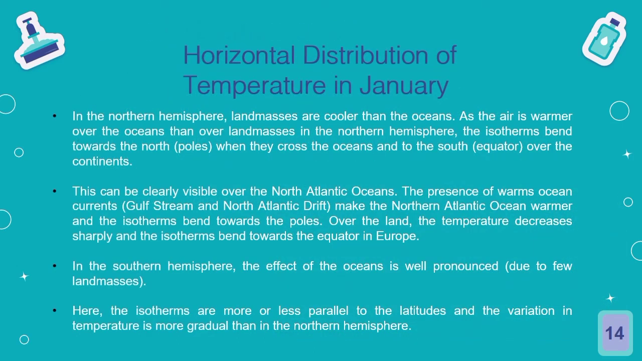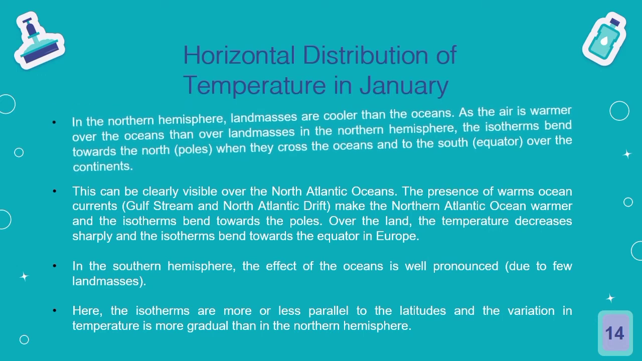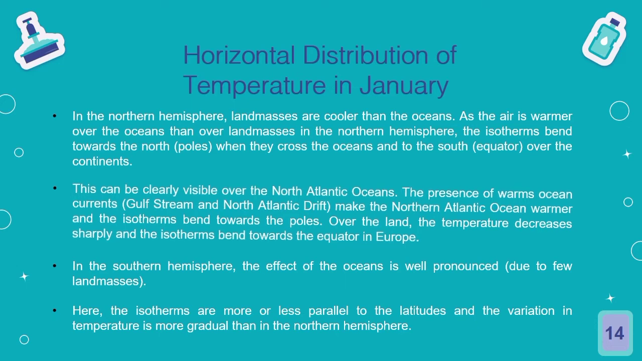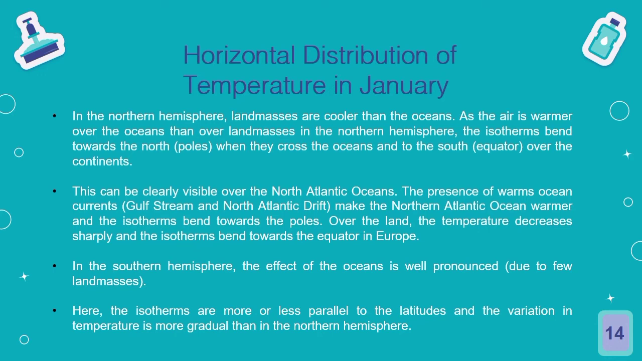In the northern hemisphere, land masses are cooler than the oceans. As the air is warmer over the oceans than over land masses in the northern hemisphere, the isotherms bend toward the north pole when they cross the oceans and to the south, or equator, over the continents. This can be clearly visible over the North Atlantic Ocean. The presence of warm ocean currents, the Gulf Stream and North Atlantic Drift, make the North Atlantic Ocean warmer and the isotherms bend towards the poles. Over the land, the temperature decreases sharply and the isotherms bend towards the equator in Europe.